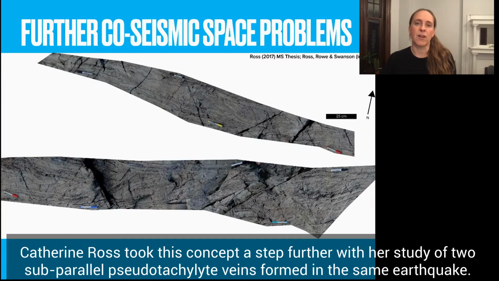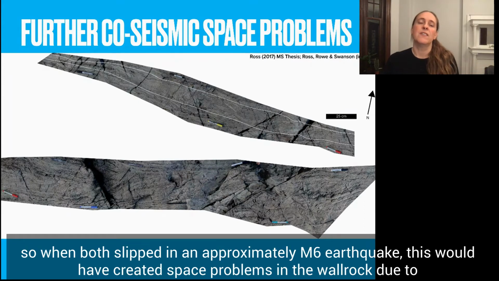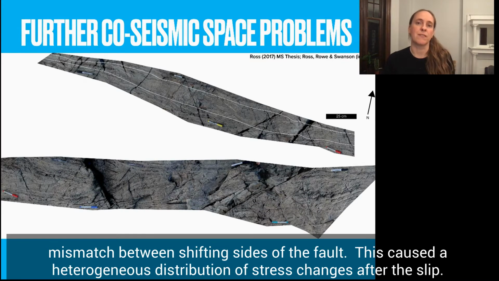Catherine Ross took this concept a step further with her study of two subparallel pseudotachylite veins formed in the same earthquake. The pseudotachylite faults are wavy and are joined by tensile cracks filled with mixed pseudotachylite from both ends. So when both slipped, at an approximately magnitude 6 earthquake, this would have created space problems in the wall rock due to mismatch between the shifting sides of the fault. This caused a heterogeneous distribution of stress changes after the slip.